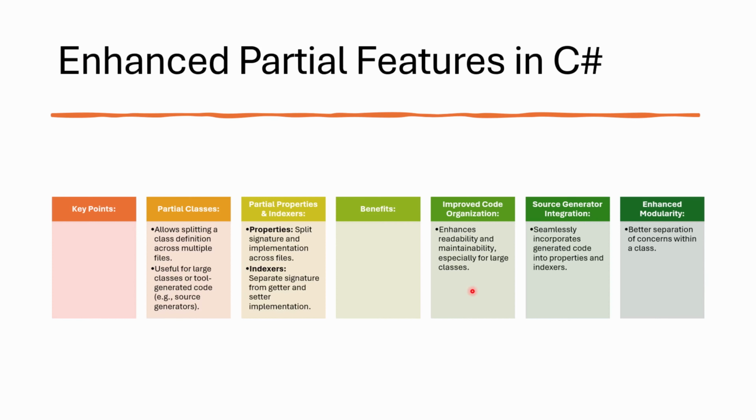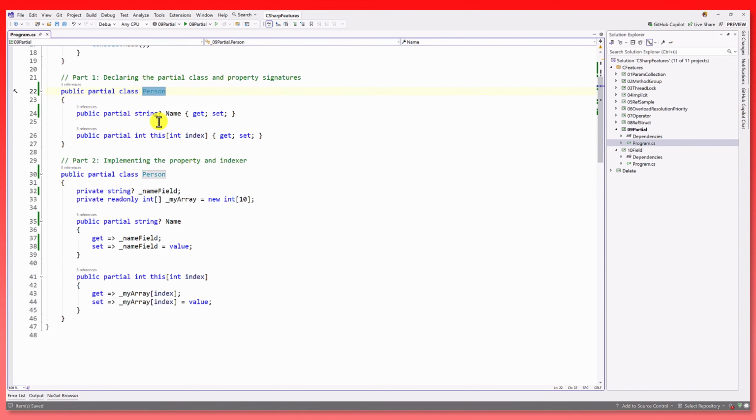Let's move on to our Visual Studio. We implement this partial for properties. Here we define the first part of the Person class. It includes a partial property Name and an indexer. Notice the use of the partial keyword. This means the full implementation of the member will be in another part of the class.